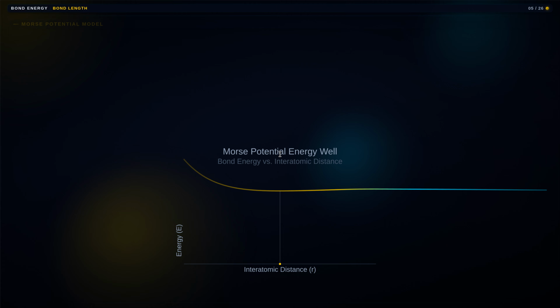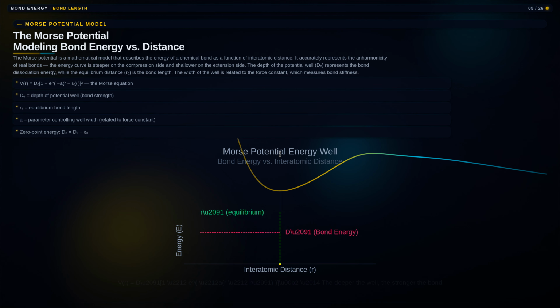The Morse potential is a mathematical model that describes the energy of a chemical bond as a function of interatomic distance. It accurately represents the anharmonicity of real bonds. The depth of the potential well, D sub e, represents the bond dissociation energy. The equilibrium distance, r sub e, is the bond length at the bottom of the well. The width of the well is related to the force constant, which measures bond stiffness. This elegant equation captures the essential physics of chemical bonding.